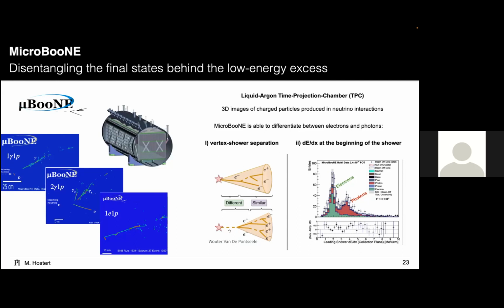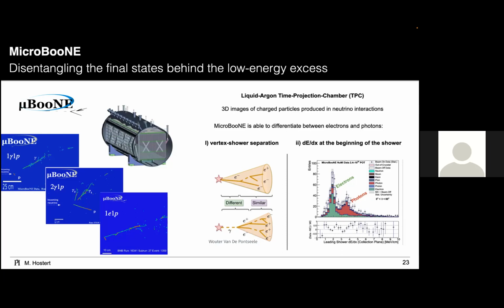And the second property is that the beginning of this shower from a photon has two electrons, or an e plus e minus pair, while the electron only has a single particle. So the energy deposition as a function of distance in the beginning of this shower is compatible with a single minimally ionizing particle in the case of electrons, and compatible with two minimally ionizing particles in the case of the photon. So that's one way that you can distinguish between the two final states.